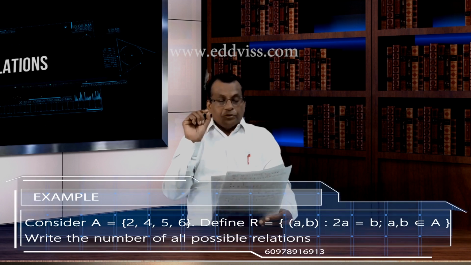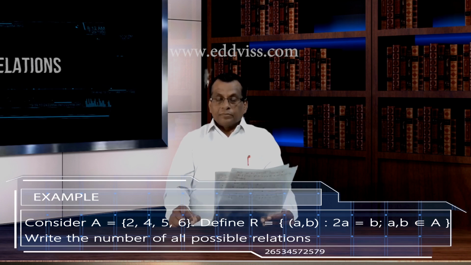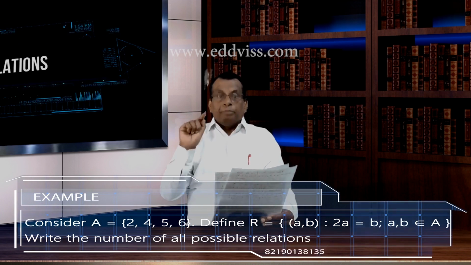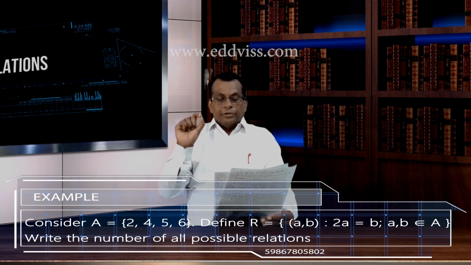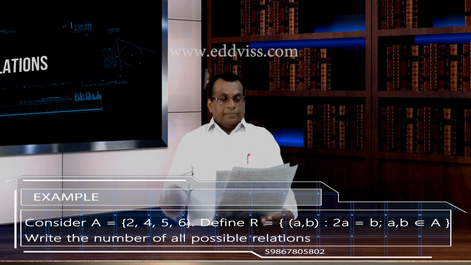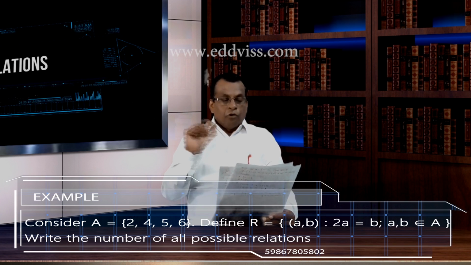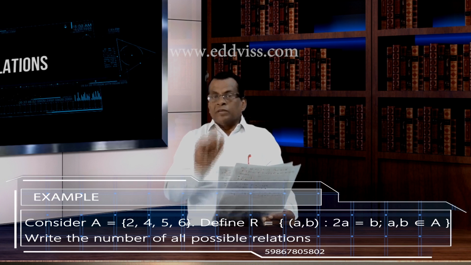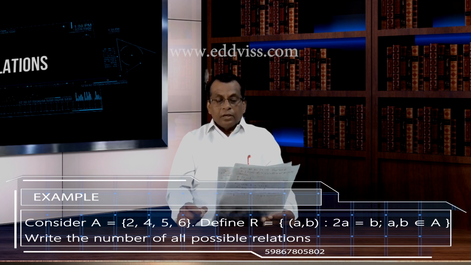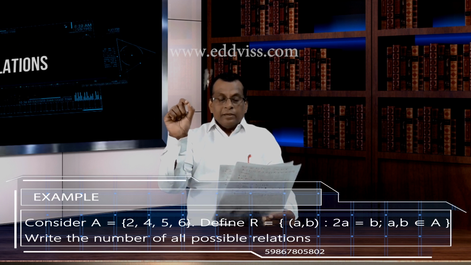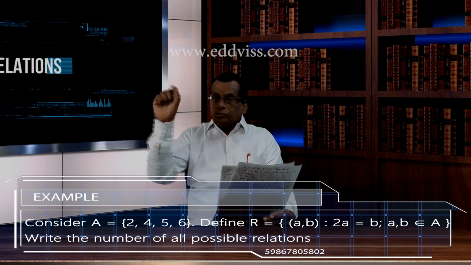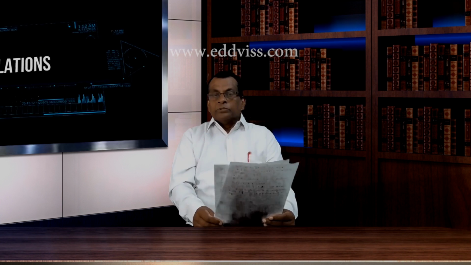Consider a set A: 2, 4, 5, 6. Define a relation R equal to (a, b) such that 2a is equal to b, where a, b belong to capital A. Write the number of all possible relations. Now you see, there is only one set A, and the relation defined is (a, b) such that 2a is equal to b, but here both a and b belong to A. Okay, now let us come to the answers.